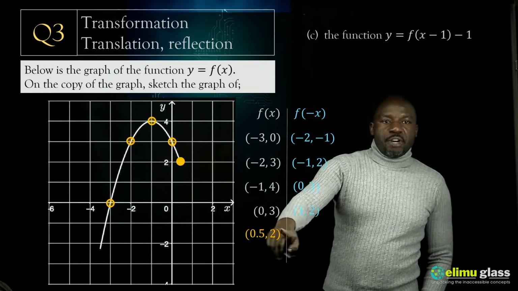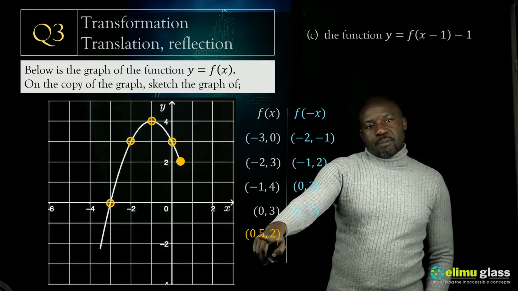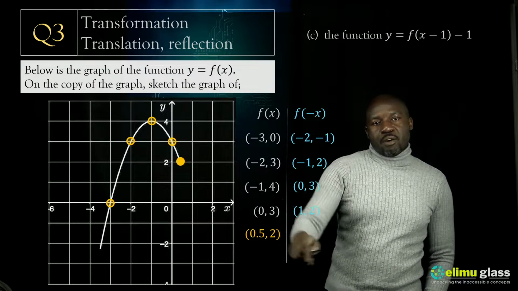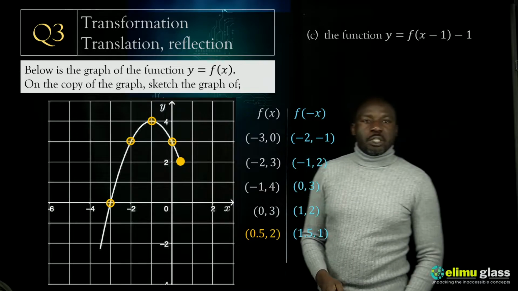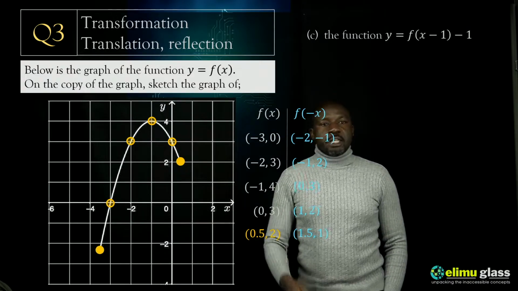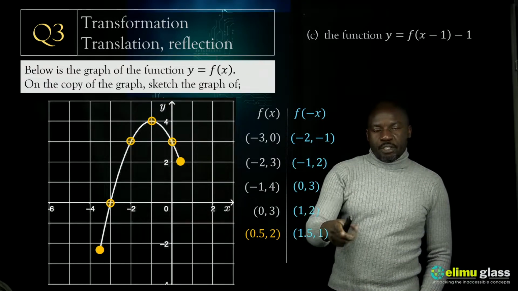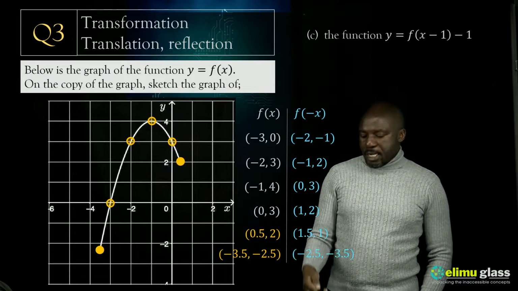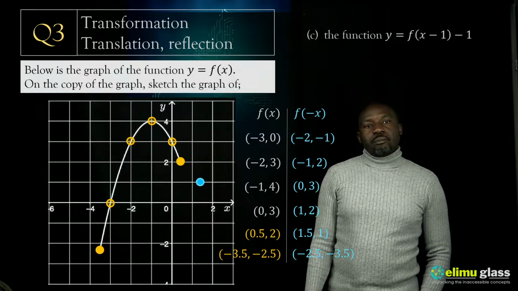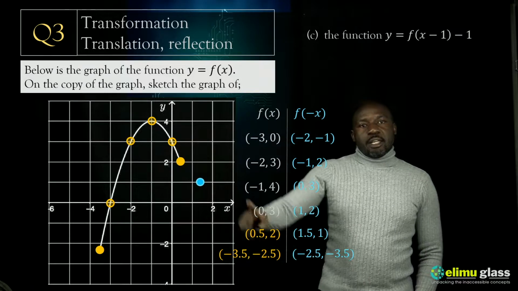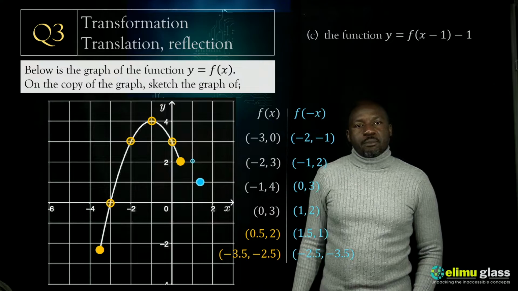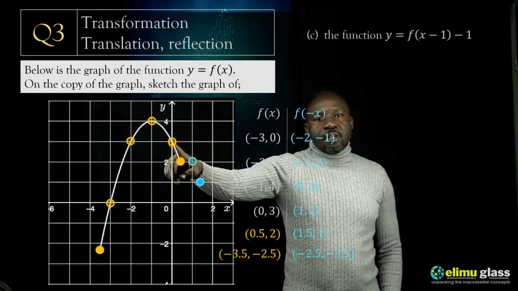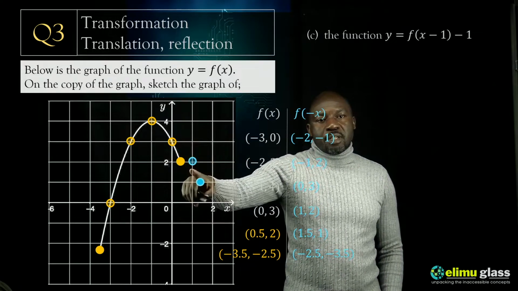So 0.5, 2 becomes 1.5 and 1. Yeah, and so on the last point, and then what remains is just to plot these coordinate points. And if we do that, similar to what we had done earlier, the last point there has moved, and this is the movement of this point, one step that way, one step that way.